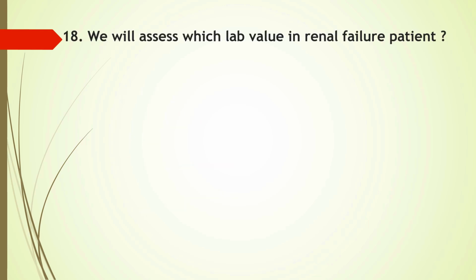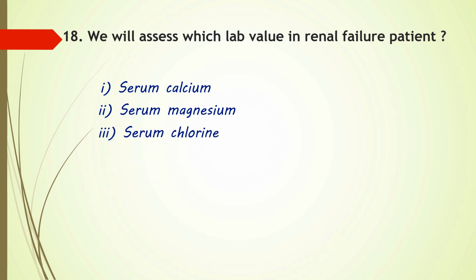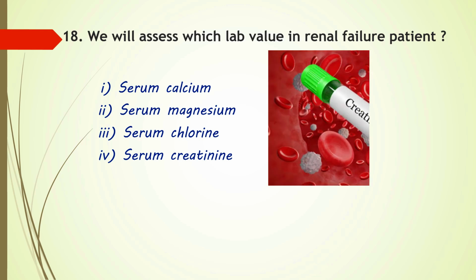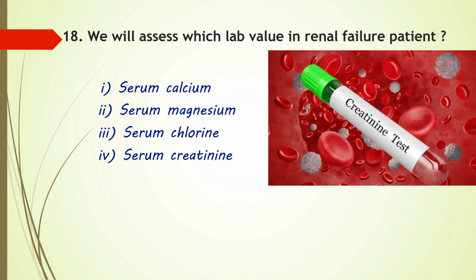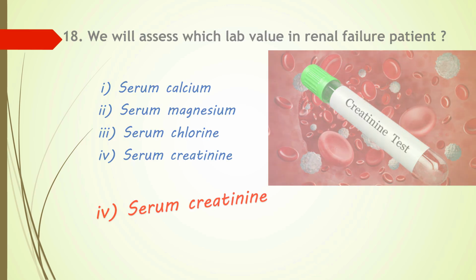Next question. We will assess which lab value in a renal failure patient? Options are serum calcium, serum magnesium, serum chlorine, or option 4 serum creatinine. The lab value of serum creatinine is checked to assess kidney function because it is the waste product from muscle metabolism that a healthy kidney normally filters from the blood at a relatively constant rate. So for a renal failure patient, definitely we will check serum creatinine. Option 4 is the correct answer.